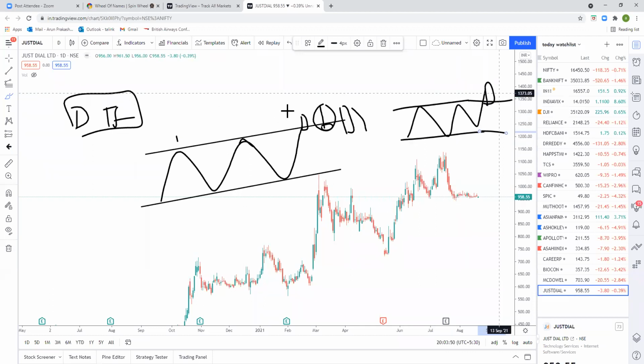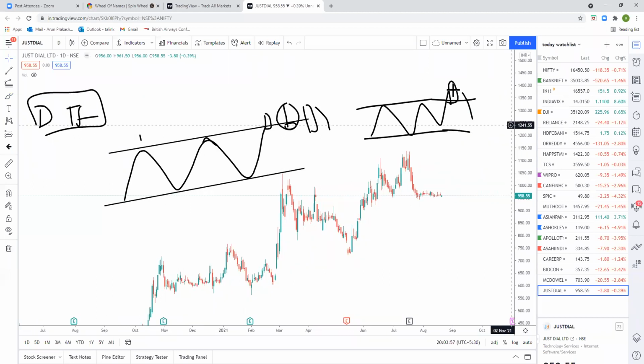Achha. So next day, the immediate reversal means the previous breakout is a fake breakout. Yeah, this is a false breakout. Okay. Got it, bro? Yeah, I got it.